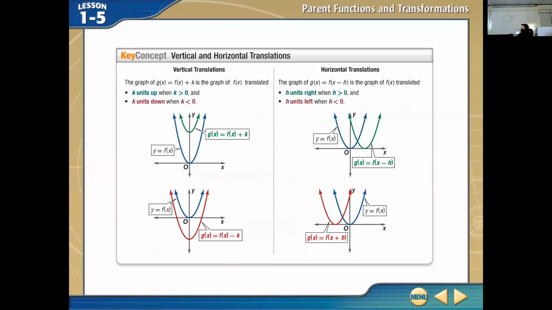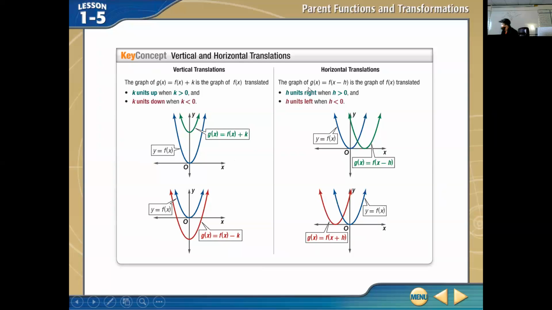Okay, vertical and horizontal translations. This is what I was talking about when we were using this g of x equation that I put onto the board. So the graph of g of x is equal to f of x plus k. This is the graph of f of x translated k units up when k is positive and k units down when k is negative. So outside is your vertical translations.